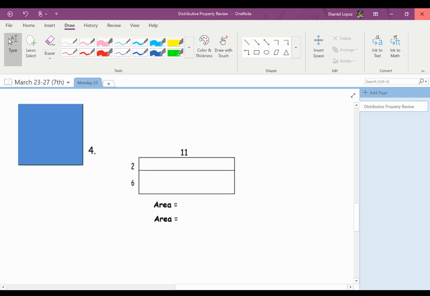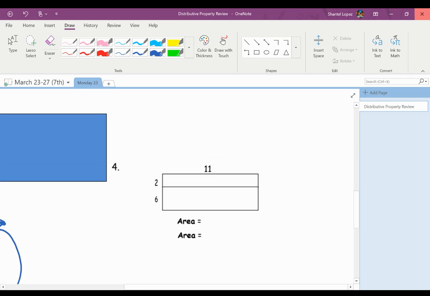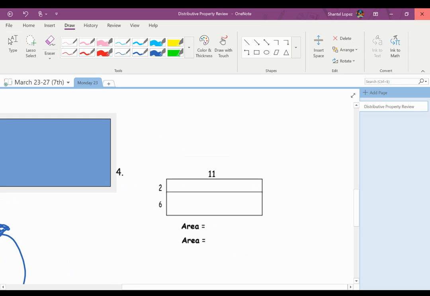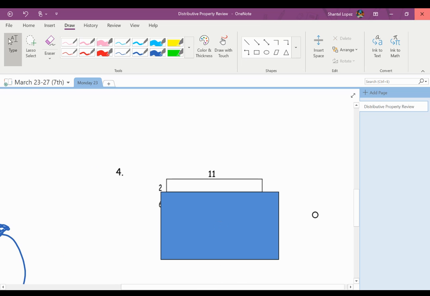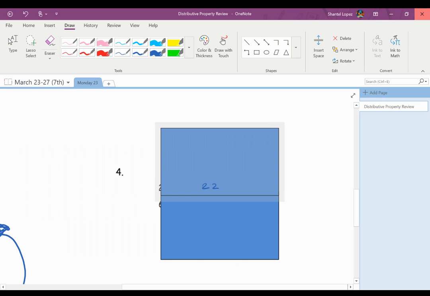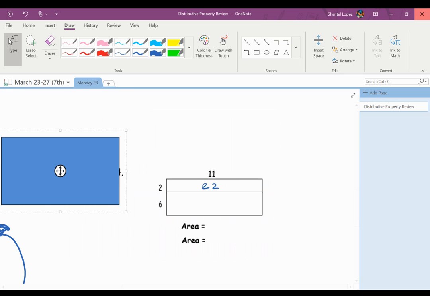So here we have this rectangle. We have 2 times 11. If you can't see that clearly, you could always use your hand to block the bottom part and just look at one of the rectangles. Since I don't have my hand, I'm going to use this blue thing. So 2 times 11, that's 22. And now I can reveal the bottom half. Okay. So 6 times 11, right?